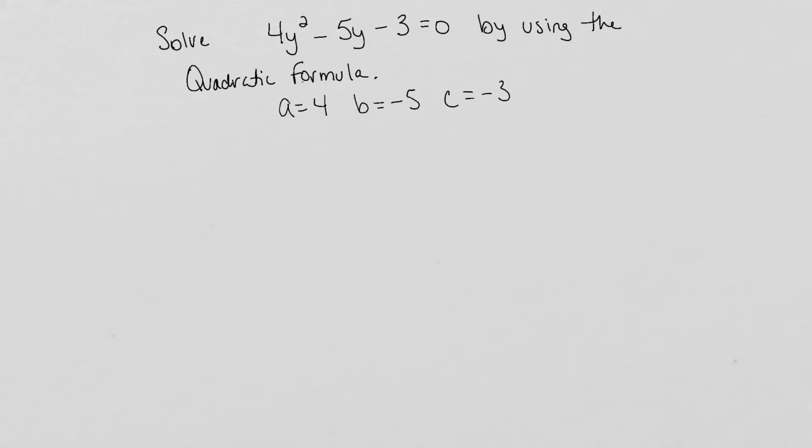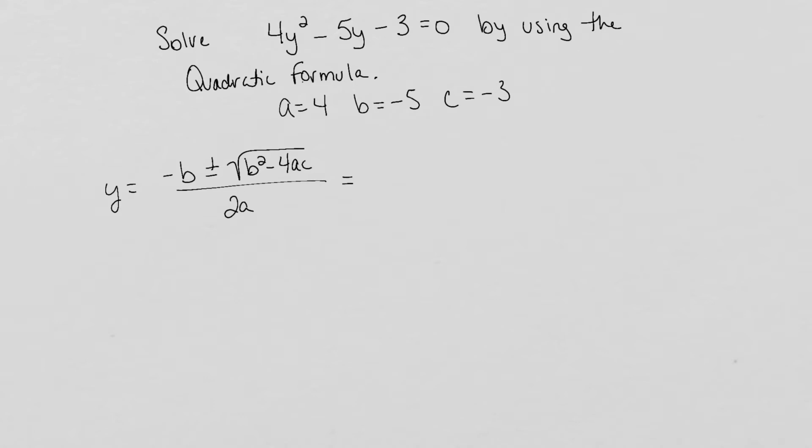All right, so we're going to use the quadratic formula. And this time we're solving for y. It doesn't really matter if it's x or y, but in this case we're using y as our variable. So we've got -b plus or minus the square root of b squared minus 4ac all over 2a.